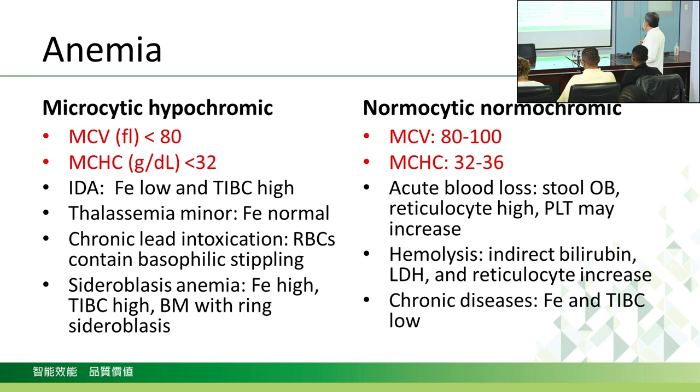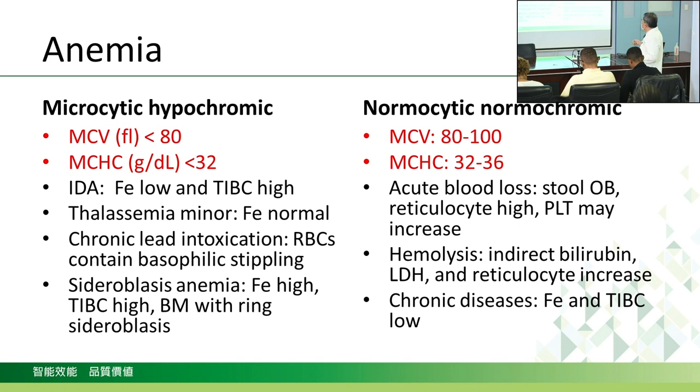So you can check. If it's acute blood loss, upper GI bleeding or lower GI bleeding, you may check stool occult blood. Reticulocyte count will become high because the bone marrow tries to make more red cells. So you can see a higher reticulocyte count.